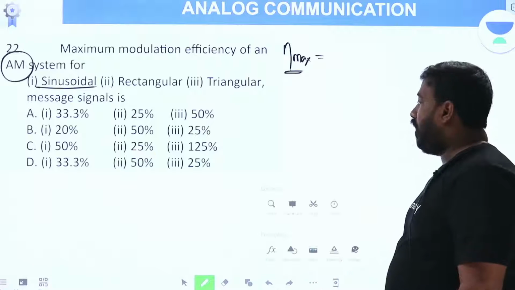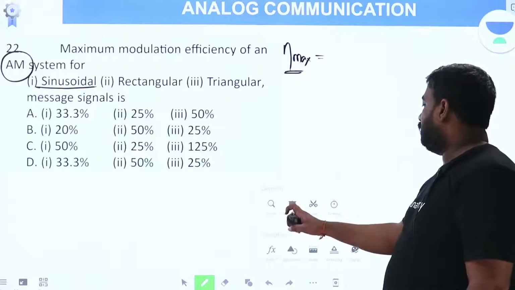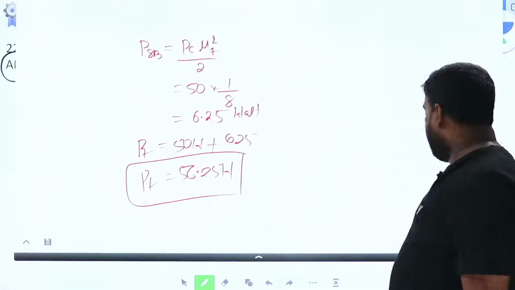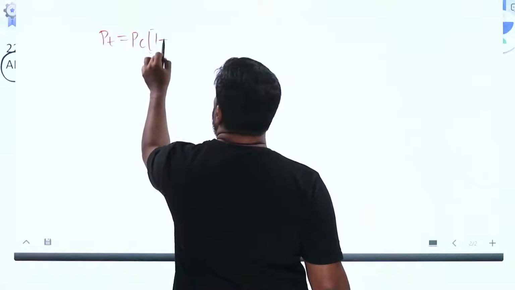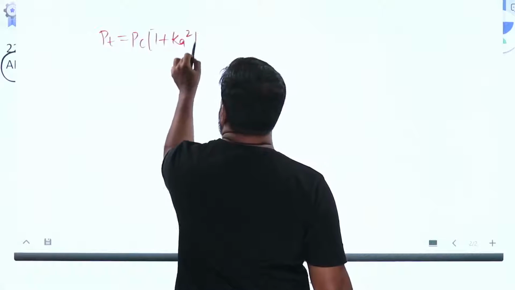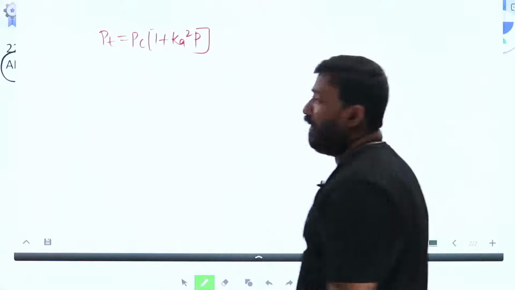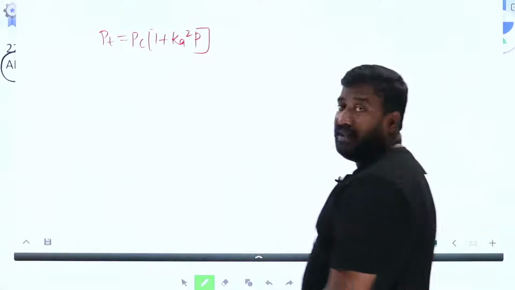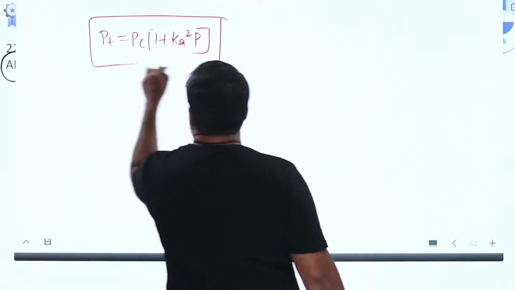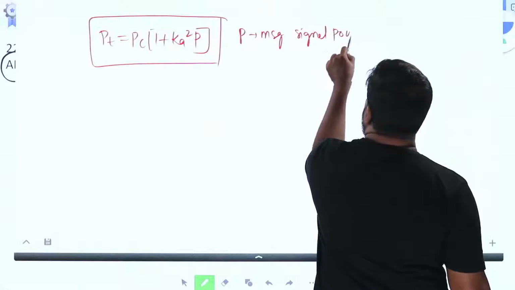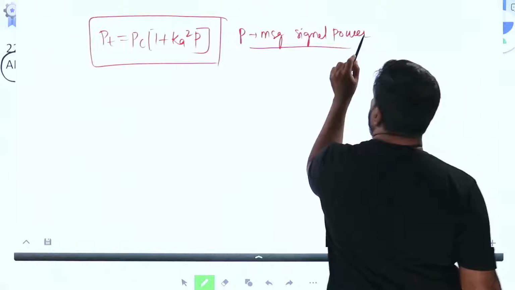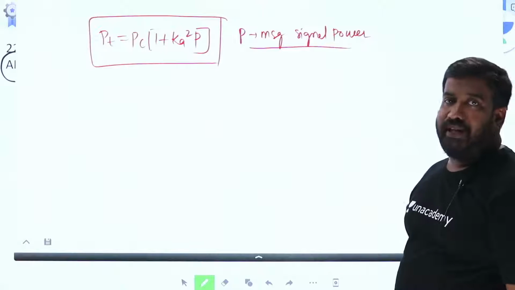We need to know the general form of total power. The general form of total power is PT is equal to PC into 1 plus Ka square P, where P is the message signal power. Now if you calculate the message signal power, it will be easy for you.